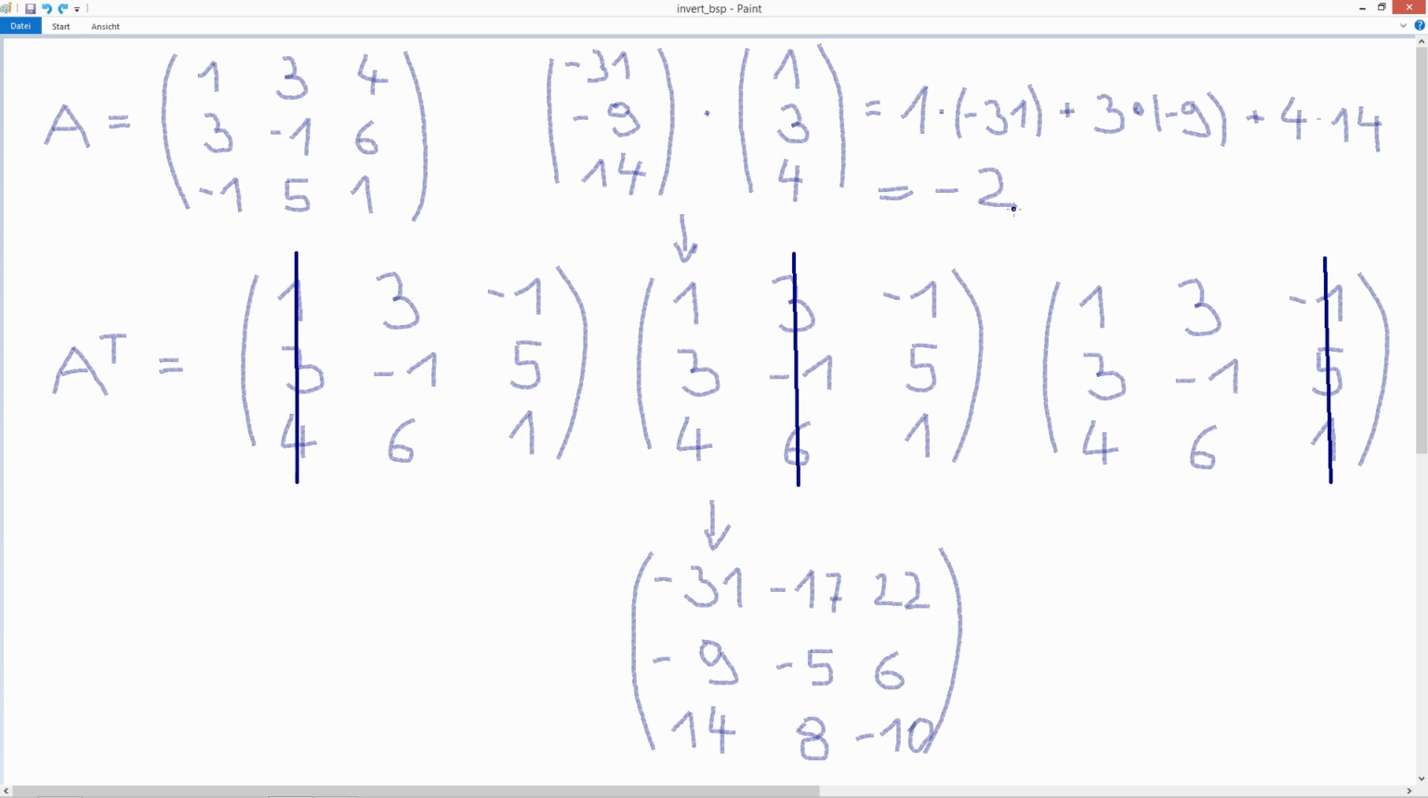We will now take this number here, minus 2, and add the inverse of this number as a factor in front of this matrix here. So the inverse of minus 2 is minus 1/2. And we will add this number here, minus 1/2, as a factor in front of this matrix.